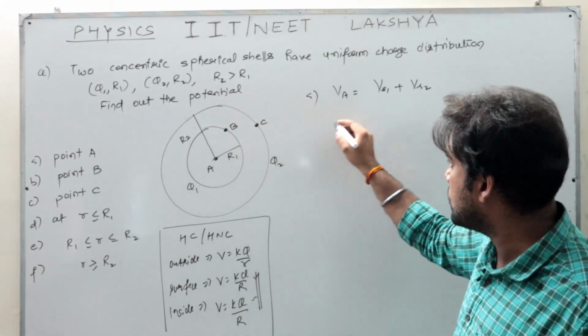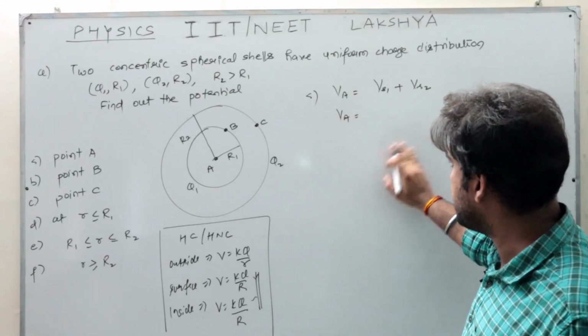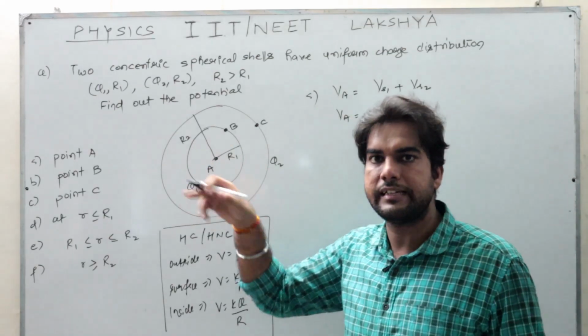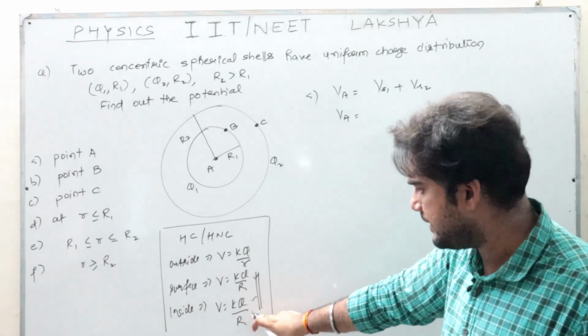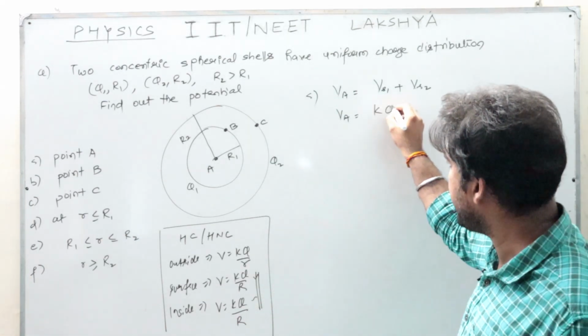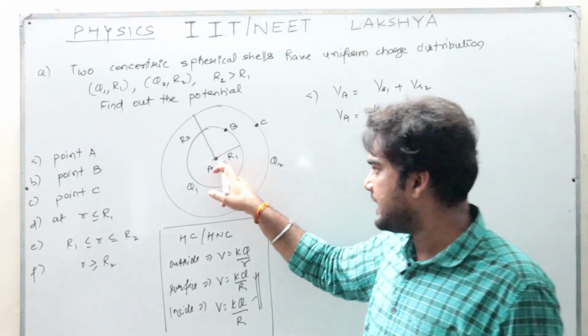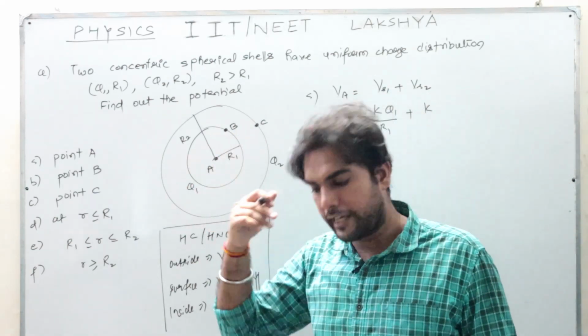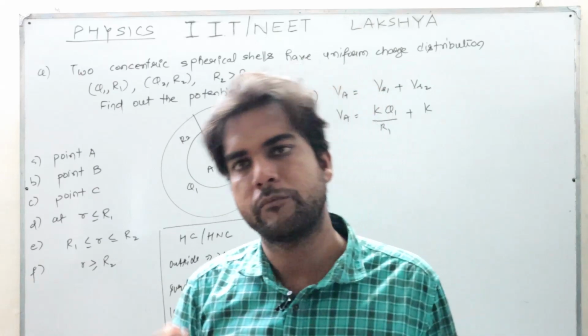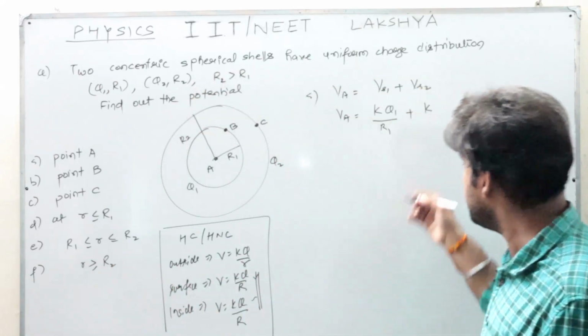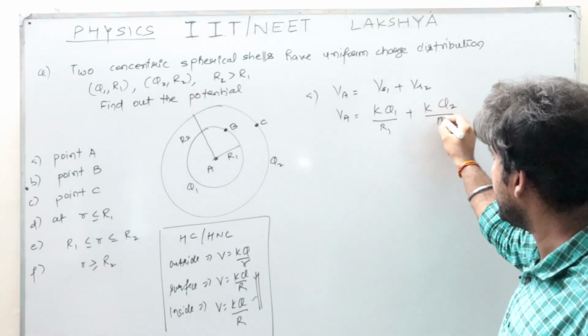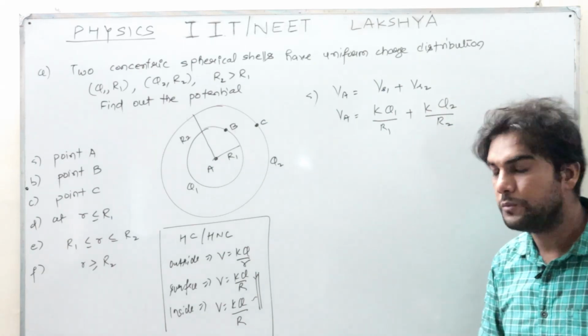So for sphere 1, the point is at the center of the sphere, meaning an inside point. Inside, what is the formula? I will say kq1 by r1 plus. Now this center is also the center of sphere 2, so for sphere 2 also it is at the center. We apply the same formula, so that becomes kq2 by r2. I hope it is clear to you.